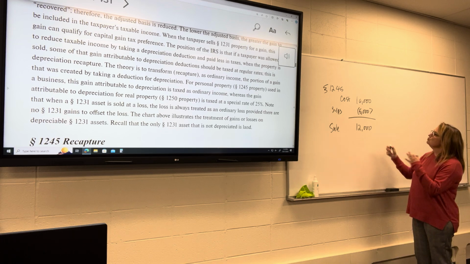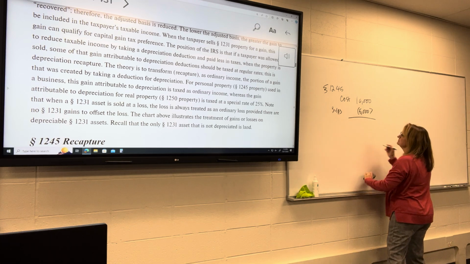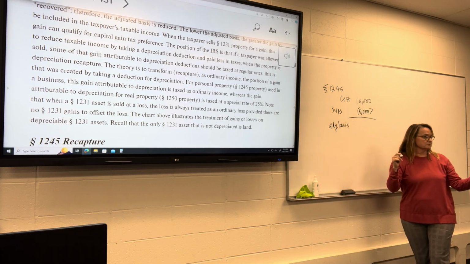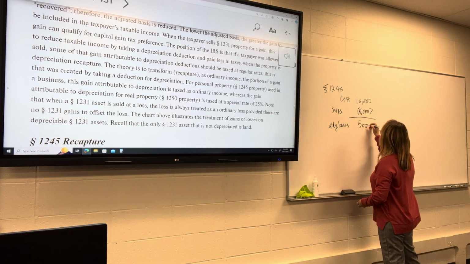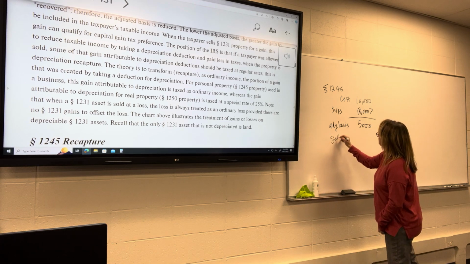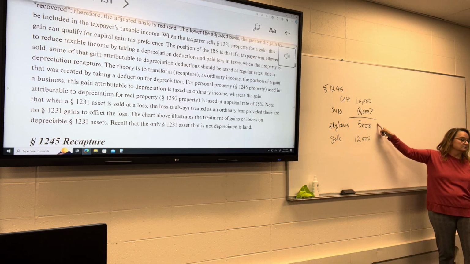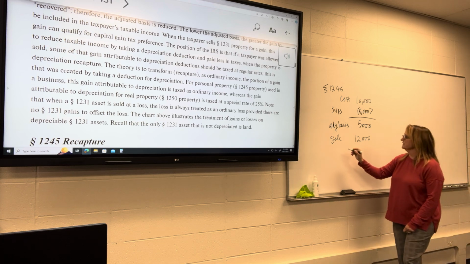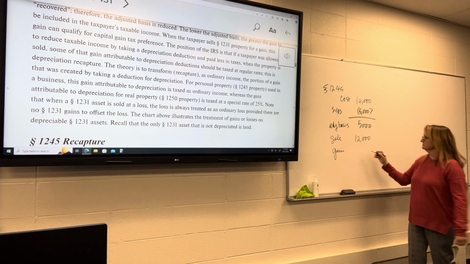Well, our adjusted basis here, right, is how much? How much is our adjusted basis at this point? $5,000, right? All right, so if we sold it at $12,000, obviously we have a gain, right? We sold it for 12, it has an adjusted basis of 5, what would our gain be? What's that? 7,000, right, $7,000 gain.